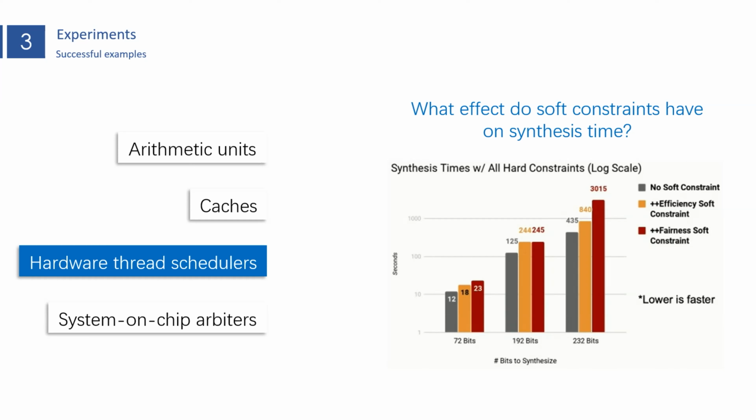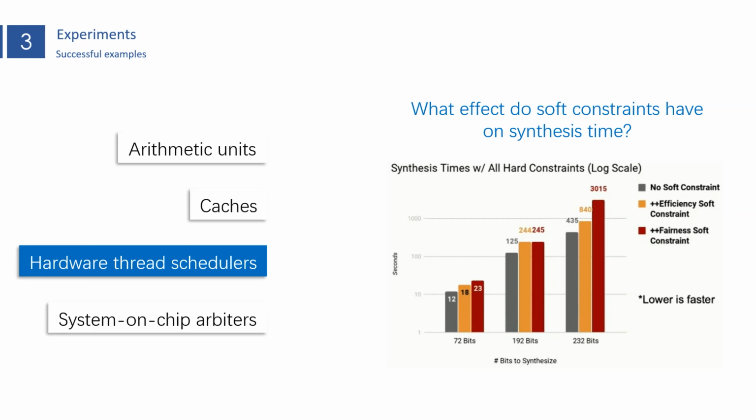As you can see right here, the gray bar only has the hard constraints, so it has no soft constraints. The yellow bar means efficiency soft constraints, which means that a thread will not be scheduled if it is not active. The red one means that if there are two threads in the same priority, then we should let them take the same time on the core.